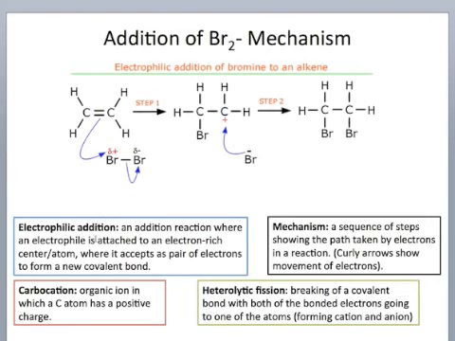So electrophilic addition, this is an example of electrophilic addition, is an addition reaction where an electrophile is something that is attracted to a negative region. So phile, the end of the word, means it's loving, and electro, so it's electron loving, is attracted to an electron-rich center or atom where it accepts a pair of electrons to form a new covalent bond. And a mechanism, which we described here, is a sequence of steps showing the path taken by the electrons in the reaction. So these curly arrows that we used show the movement of the electrons. So in this case, this arrow represents double bond breaking. This arrow represents that an electron pair that was previously shared between the two bromines is going to this bromine, forming a Br minus. And then here we can see a new bond forming between the carbocation and the bromide ion.